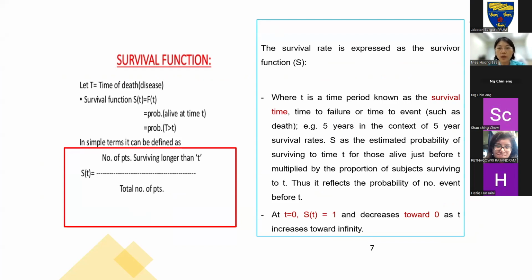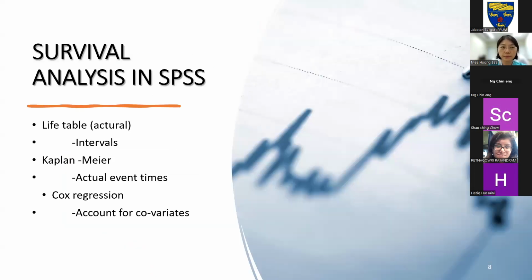So at T equals 0, the total number of surviving patients is 1, meaning 100% survive. Then when we move down slowly, we might reach the end, where nobody survived after 11 years, and that will become 0. But most of the time it won't go to 0, so there are still patients who survive, unless we censor out all the loss to follow-up, and then we don't have enough patients to analyze.